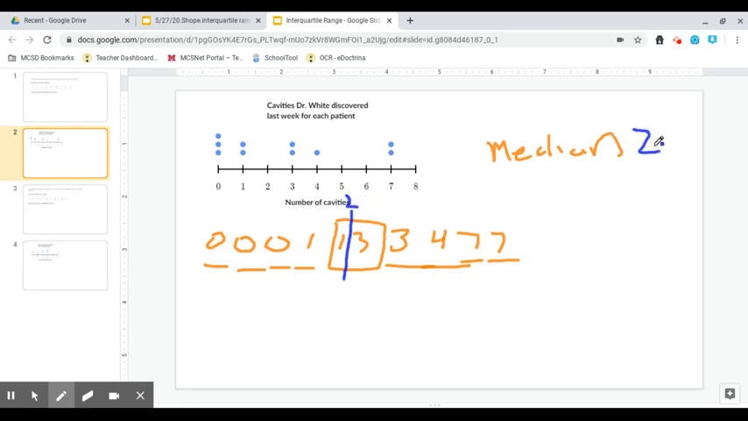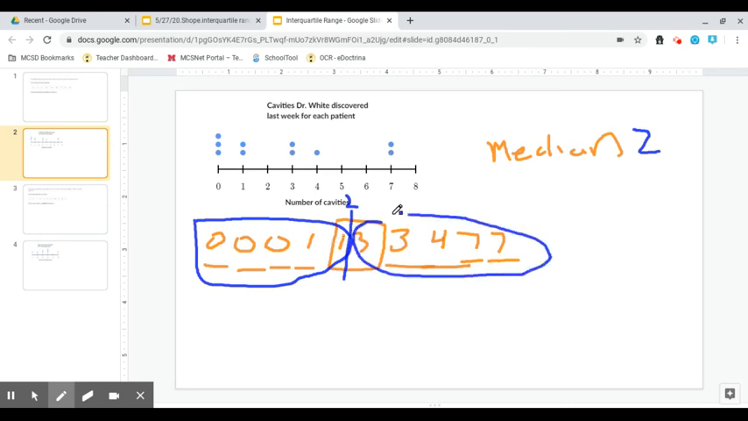Okay, this is the trickier part. Since I didn't use the 1 and I didn't use the 3, my median was a 2. I can use that for this. I have 0, 0, 0, 1, and 1 on this side, and here I have 3, 3, 4, 7, and 7, because the 1 and the 3 were not used as the median.